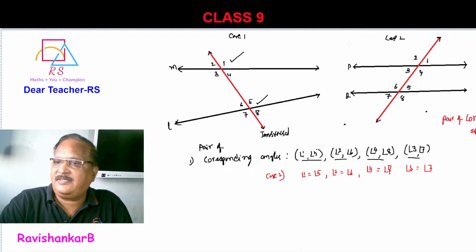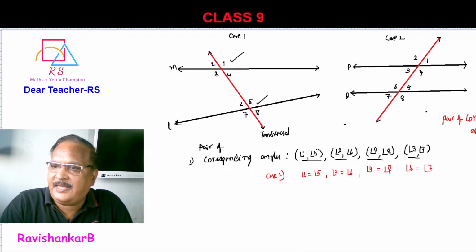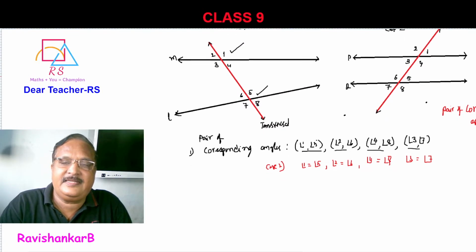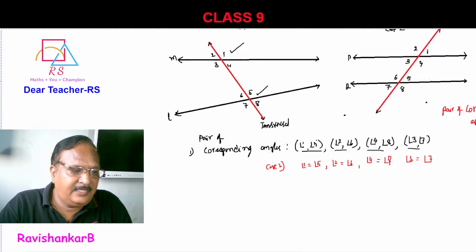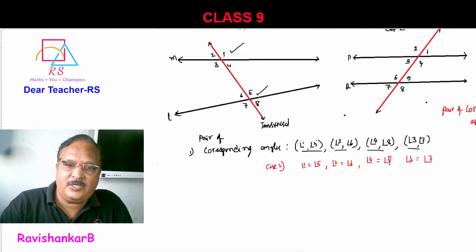So this is the first one. And how are they equal? It is an axiom. It is a fact. Measure करके देखना ही है. There is no other go. So now let us go to the second pair of angles.